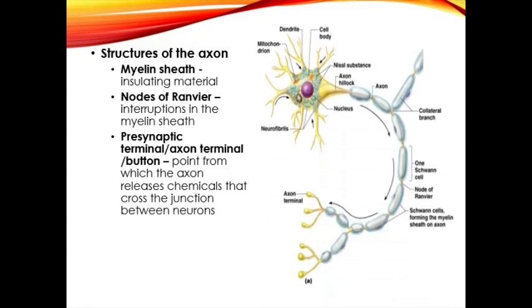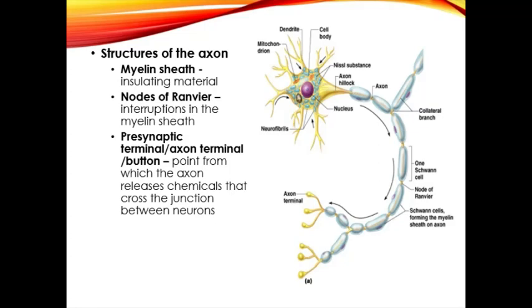So the structure of the axon, we have here the myelin sheath. Nakita niyo, it's an insulating material. So we have here the nodes of Ranvier. So interruptions in the myelin sheath, no? Sa nodes of Ranvier, doon yung part na parang binuboost nila yung electric impulses para mas mabilis yung daloy, no?